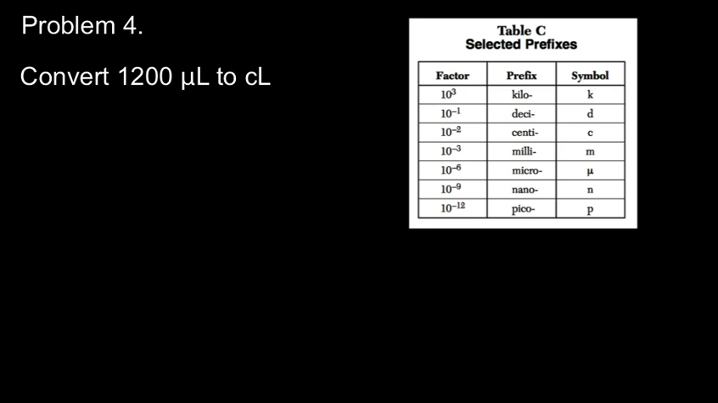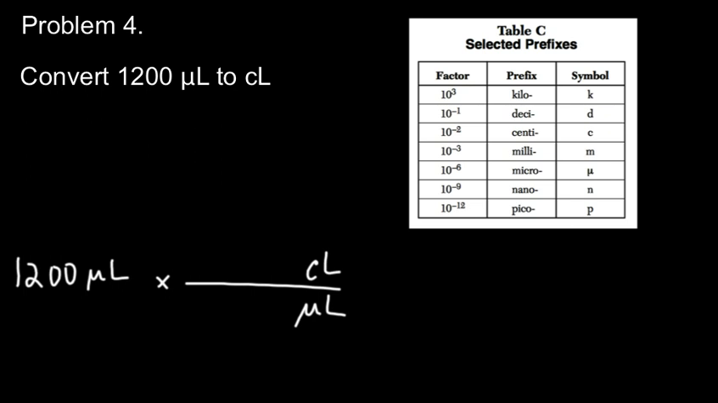1,200 microliters to centiliters. Starting out with the measurement that we are given, 1,200 microliters. Set up your conversion fraction: microliters in the denominator, centiliters in the numerator. The larger of these two prefixes is the centiliter, so I'll put a 1 there.